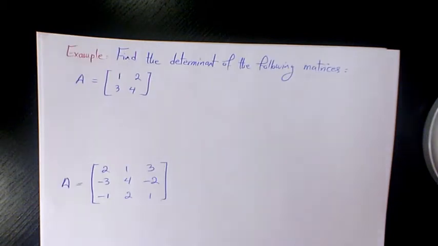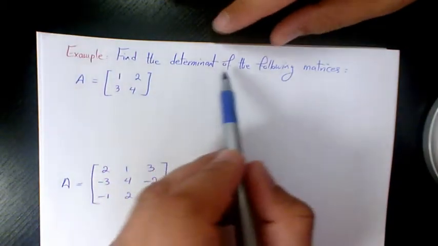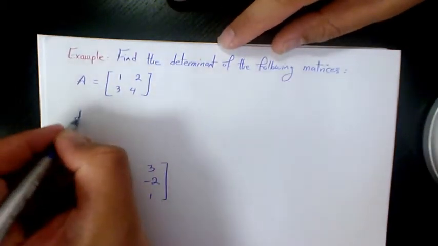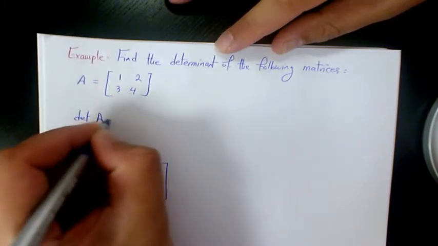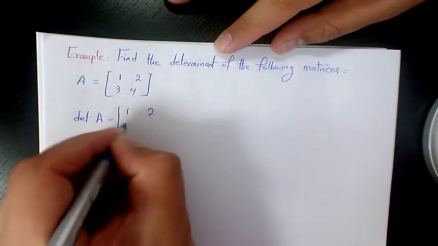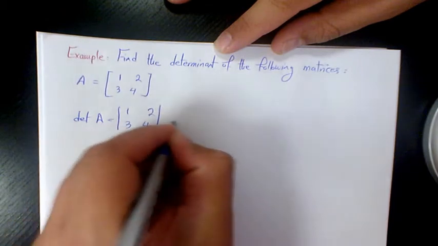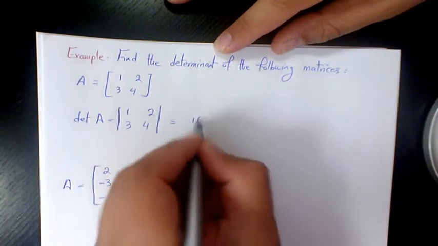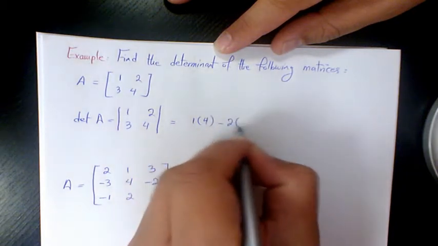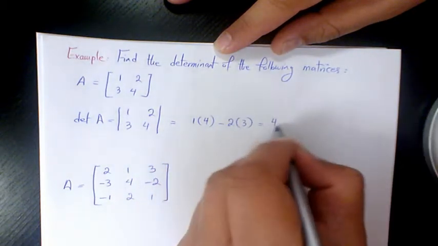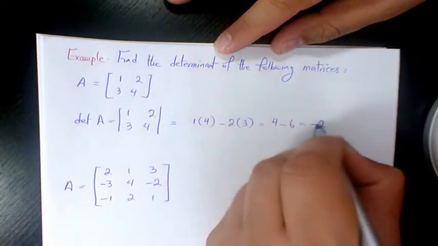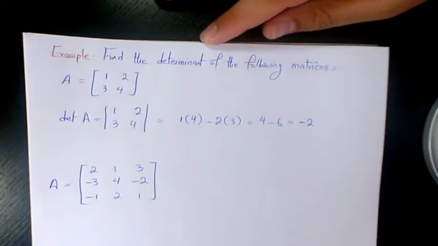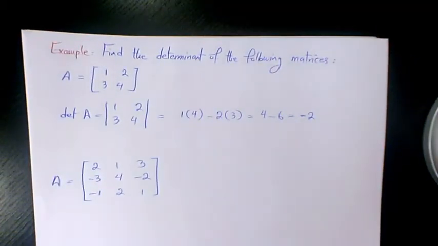Let's see some examples. It says find the determinant of the following matrices. I'm going to say that A is 1, 2, 3, 4. So that's going to be 1 times 4 minus 2 times 3. So 4 minus 6, which is going to be negative 2. So the determinant of this matrix is negative 2.